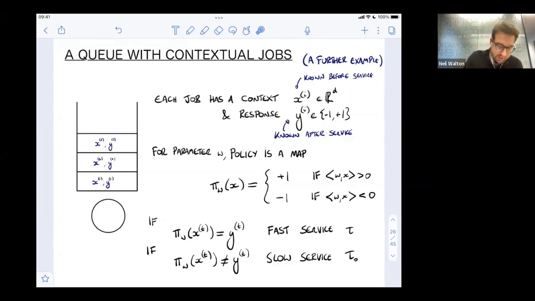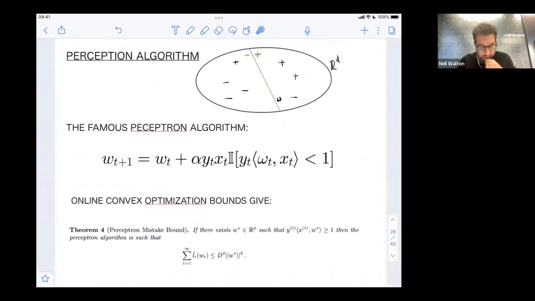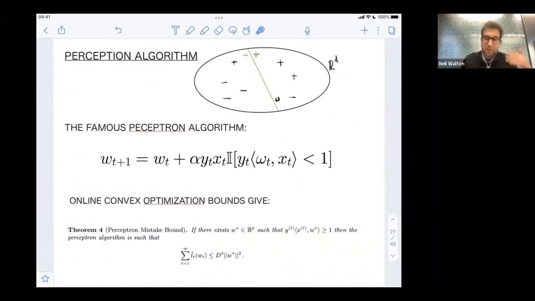So we can imagine a queue like this, and this fits into the framework I've just described earlier. There's quite a well-known algorithm for dealing with those plus-minus kinds of problems. There's a famous algorithm called the perceptron algorithm, which goes way back to the 50s. One of the nice things about it is that it can be analyzed with the tools of online convex optimization. A famous result about the perceptron algorithm is that it makes a constant number of mistakes, provided there's a way of clearly separating the pluses from the minuses.